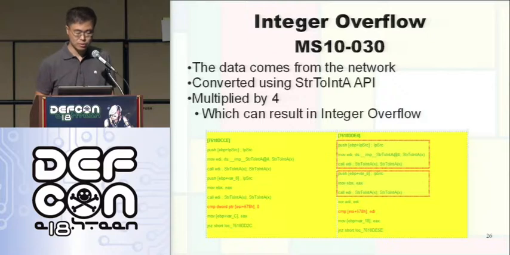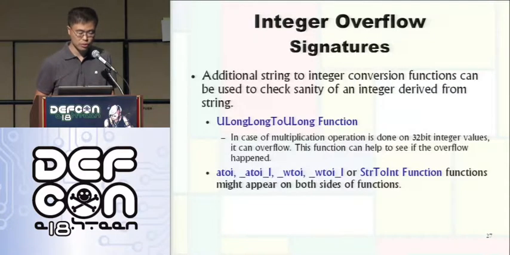The attacker can control the user's machine, own the user's machine. So you might wonder why the Microsoft engineer used the ulong to ulong function to fix integer overflow, and not just comparing some integers.